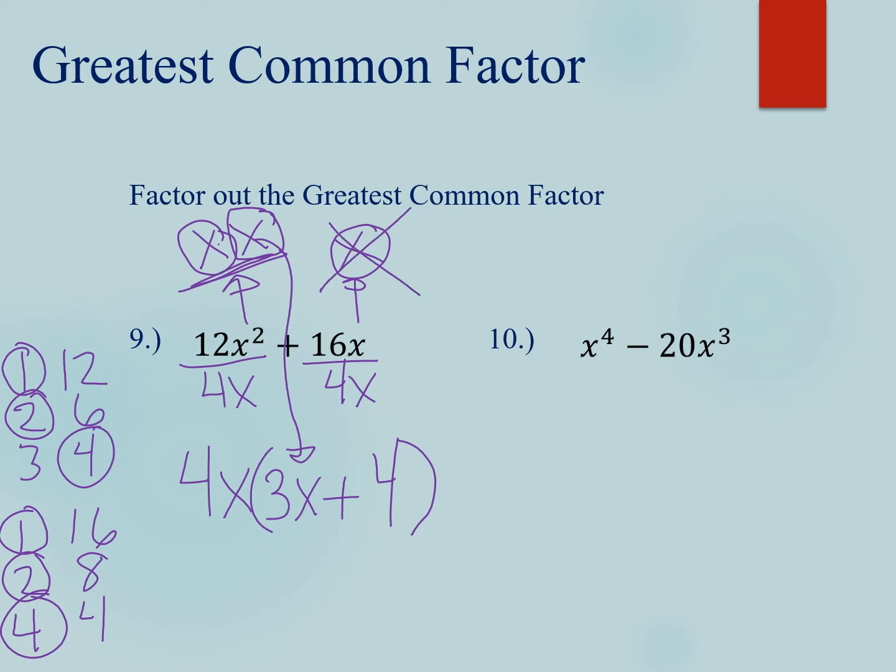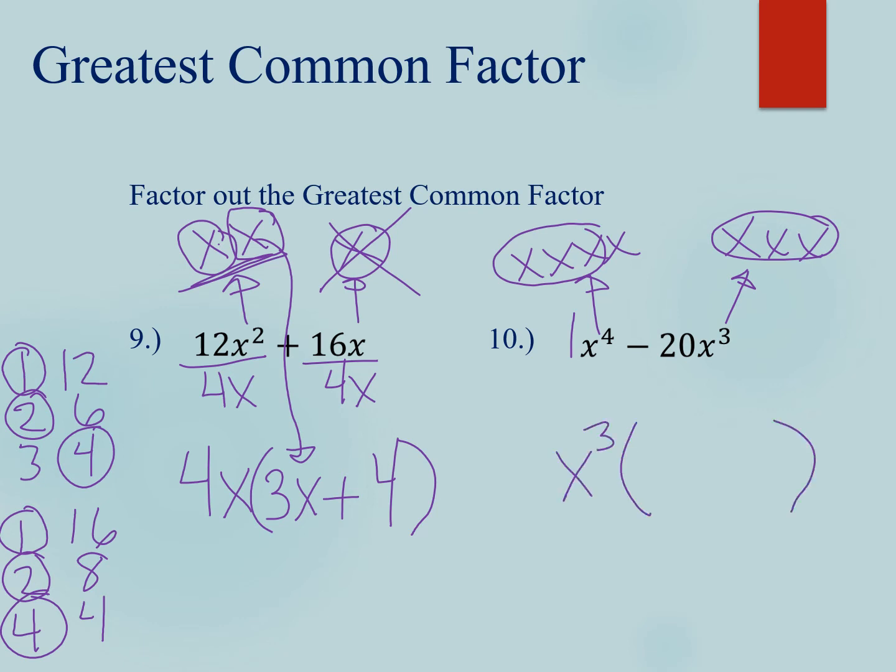Okay, looking at number 10. Now remember, if it doesn't have a number in front of it, it's a 1. So that is a 1, and this is a 20. Well, 1 only has factors of 1, so the greatest common factor that they have is 1. Okay, so now I want to look at my x's. Here, I have 4 of them. Here, I have 3 of them. How many do they have in common? Well, here's 3 and here's 3. This one has an extra 1, so that's going to be left over. Okay, so they have 3 in common, so I'm going to come down here and write x cubed.